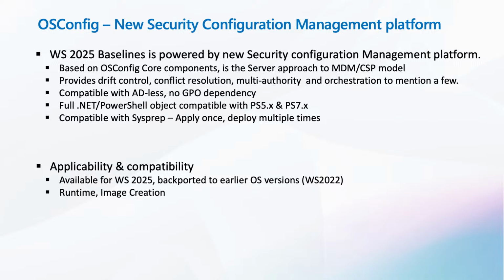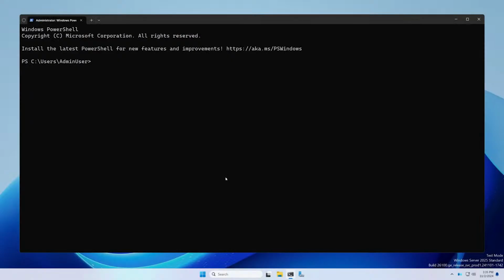It's also compatible with ADLS. There are no GPO dependencies. Of course, there is full support of .NET and PowerShell, compatible with both PS 5.0 and 7.0. It's compatible with sysprep. Once you apply, you can deploy multiple times. You can apply during both image creation and runtime. And we also backported this for Windows Server 2022, so you can have a similar experience for that version.